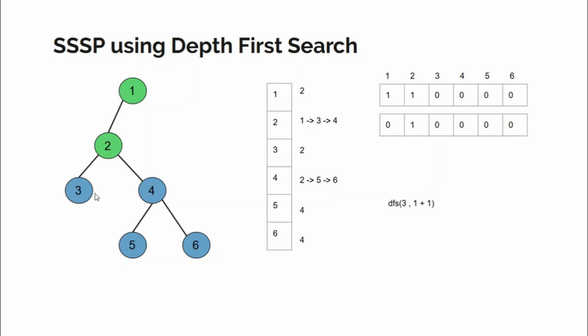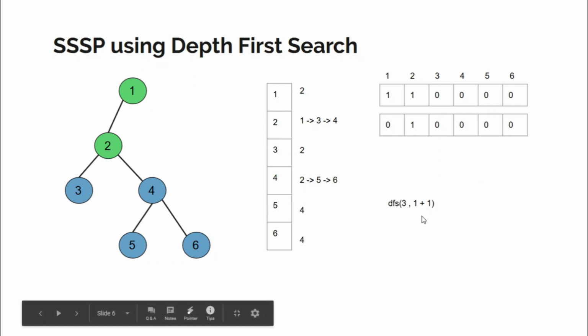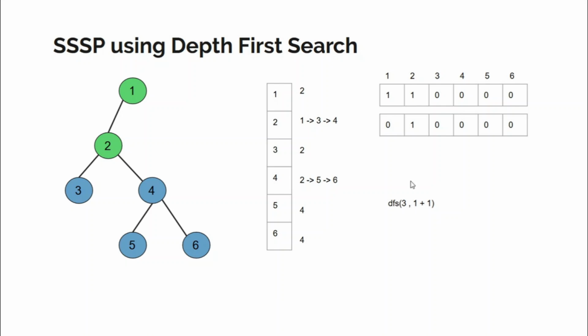That is why to reach 3 you need to traverse all the distance from source to 2, which is 1, plus 1 because you need to traverse one more edge. That is why we would pass 1 plus 1, where that 1 is the minimum distance to reach node 2, and plus 1 because you have to traverse an extra edge. That is why to make a DFS call to 3, we would pass 1 plus 1, that is 2. That would be the distance of node 3 from source vertex.